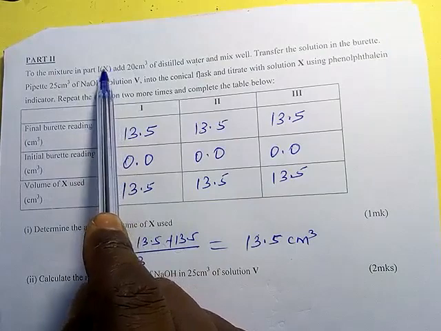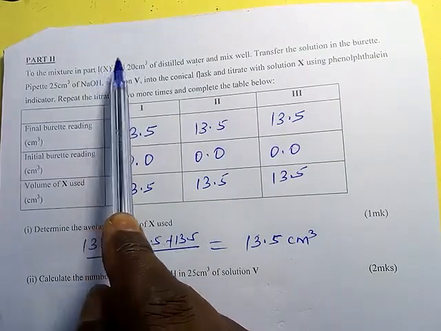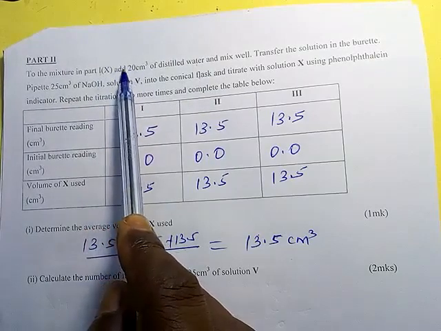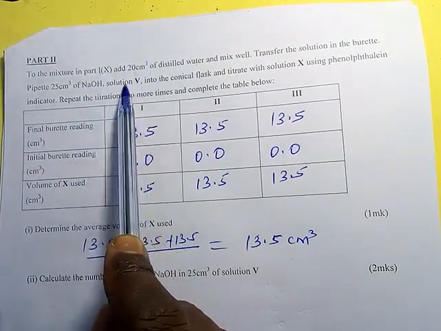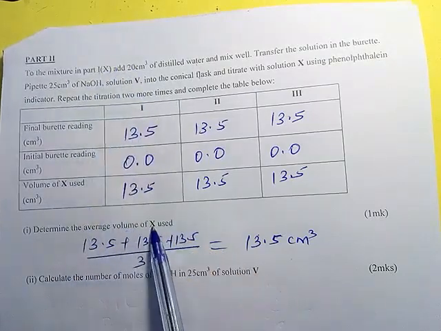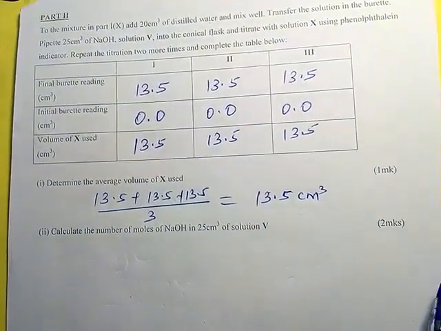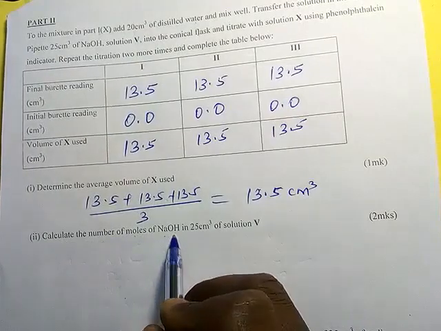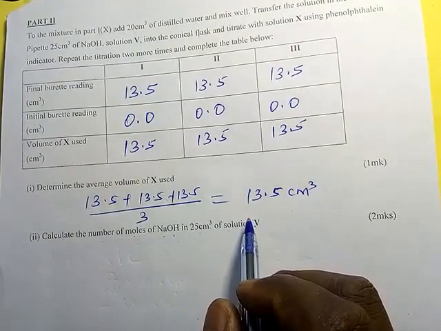Now the difference between X and the original W is the concentration, because we are diluting the solution. So X is HCl, sodium hydroxide solution V is reacting with X, and the volume of X used is this. It is important to understand that way. Calculate the number of moles of sodium hydroxide in 25 solution V.